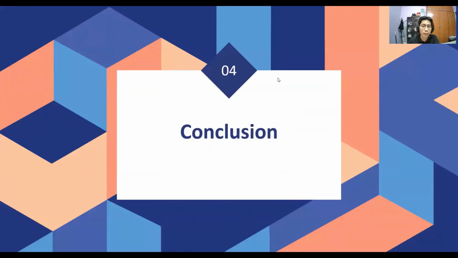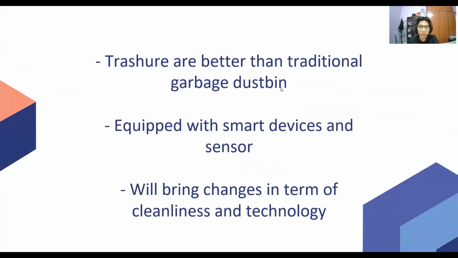For the conclusion part, with the combination of intelligent waste monitoring and trash compaction technologies, the smart dustbin, or Treasure, is better than a traditional garbage dustbin. It is equipped with smart devices like a sensor and Arduino. The lid of the dustbin will automatically open when an object comes near to the dustbin, and after a certain time, it will close the lid.